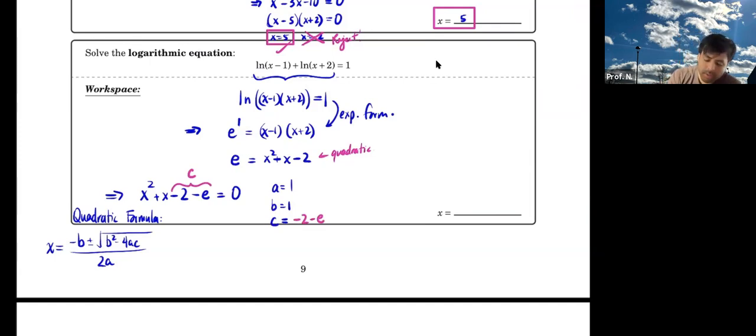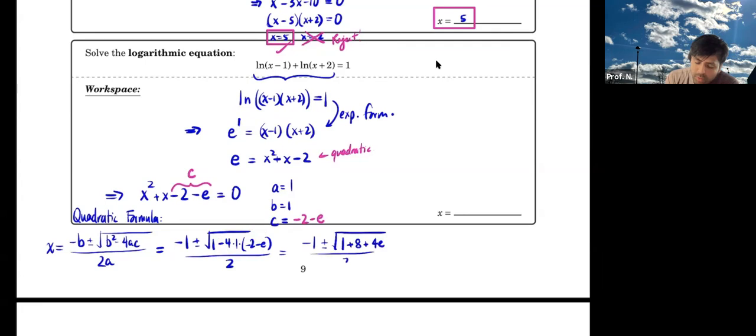Plug in the quadratic formula. So I get -1 plus or minus the square root of 1 minus 4 times 1 times -2 minus e, all over 2 times 1. I get -1 plus or minus the square root of 1. Then I distribute, right? I need to multiply the -4 with the -2 and the negative e. And when I distribute, I get 1 plus 8 plus 4e over 2. So my answer is -1 plus or minus the square root of 9 plus 4e, all over 2.